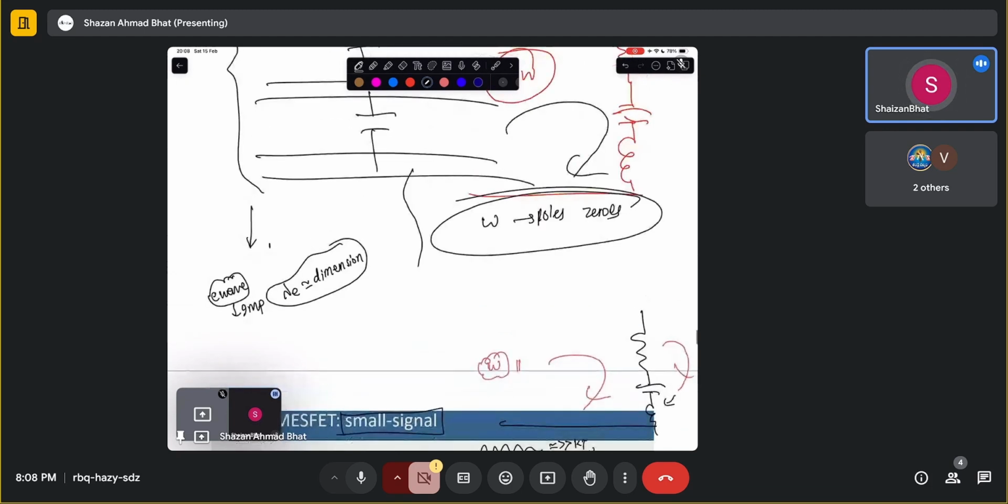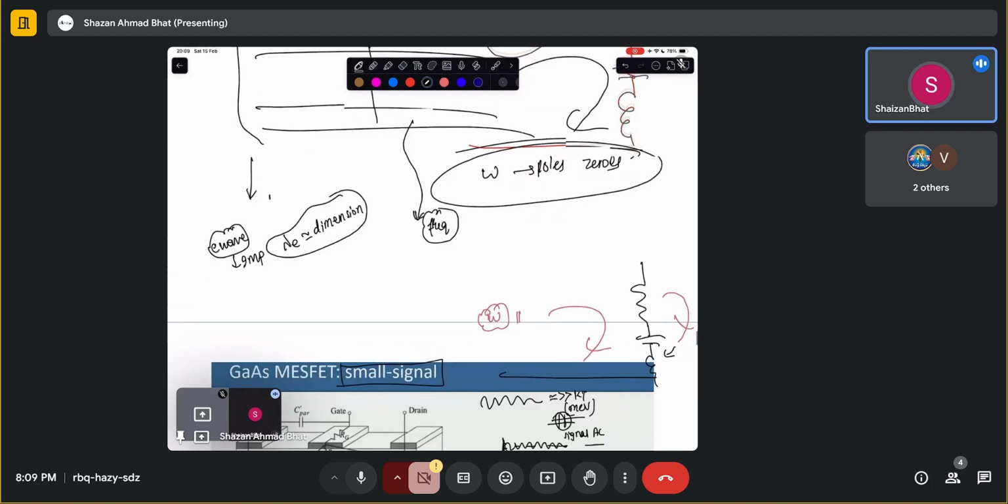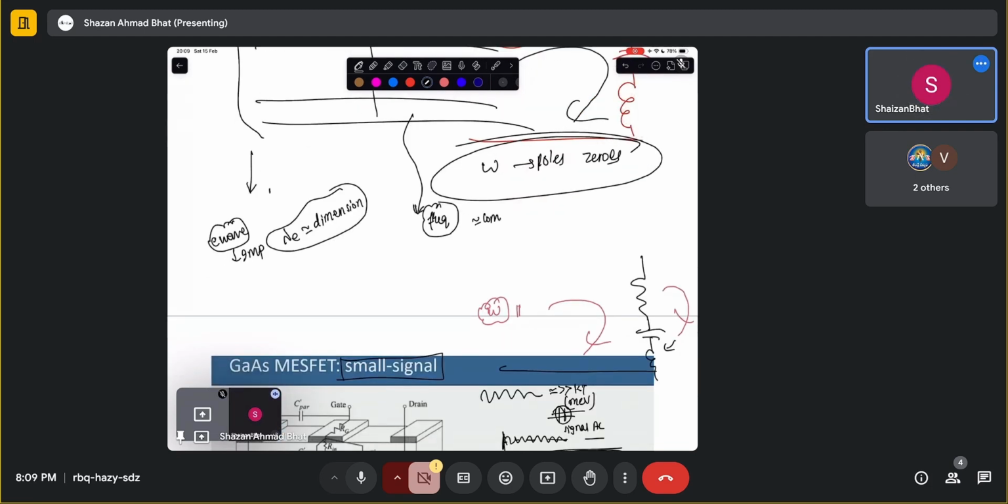Similarly, when you deal with microwave frequencies, the sizes become comparable to the sizes of resistance, capacitance, inductance, and so on. That time you have to use the transmission line approach.